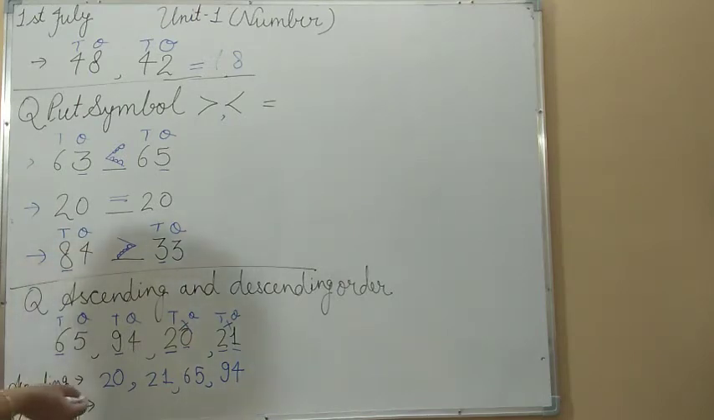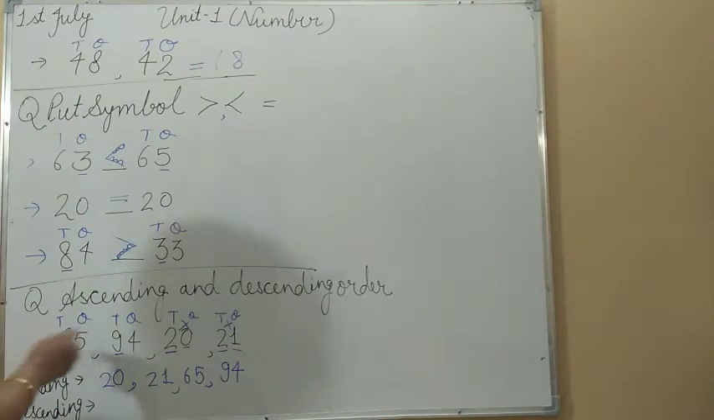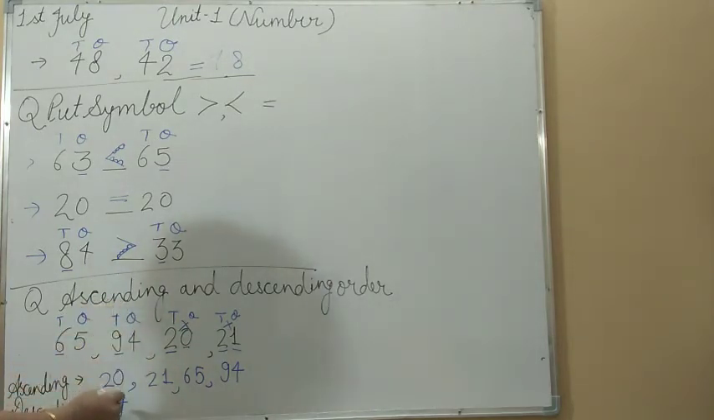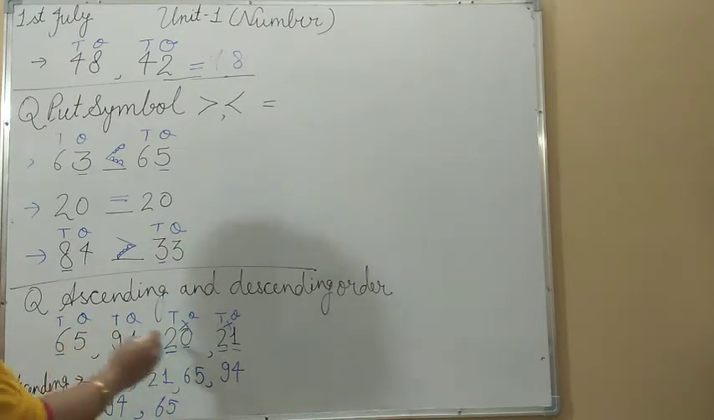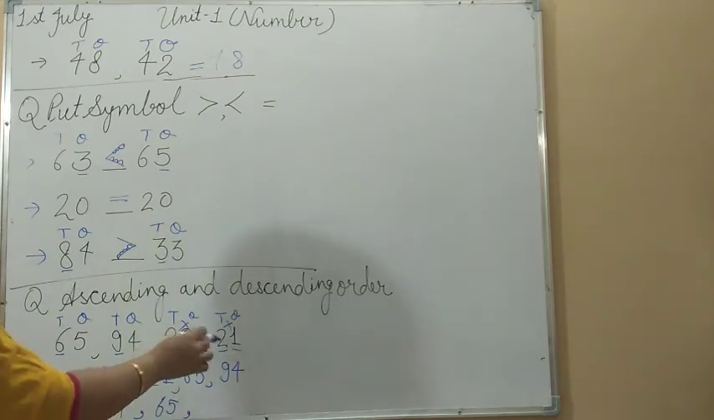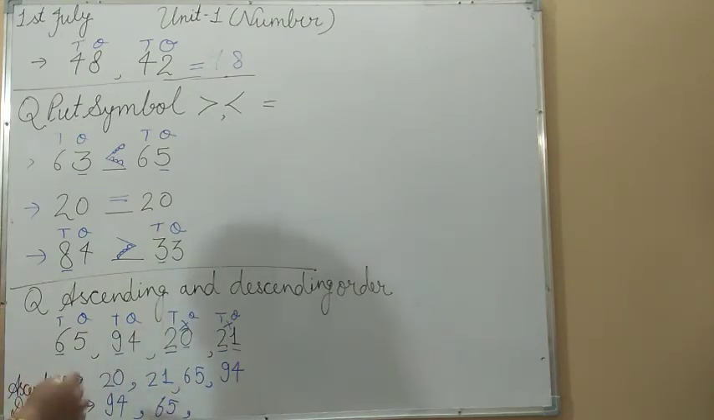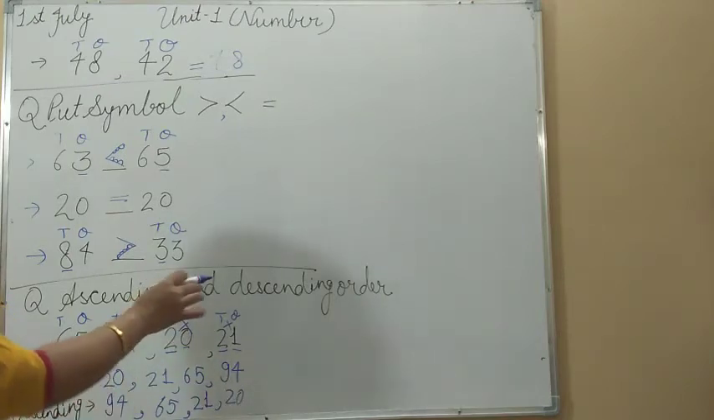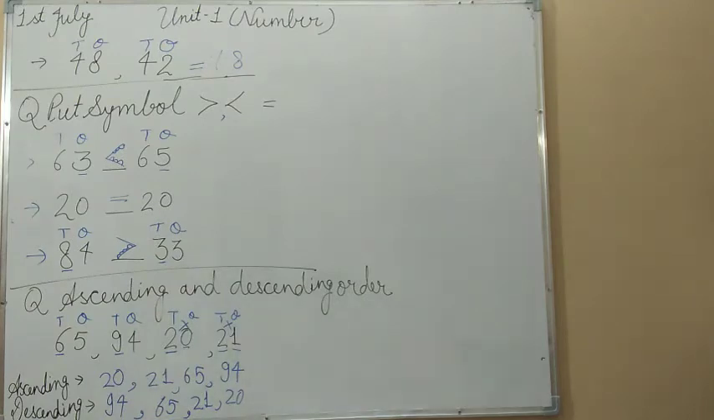Now in descending way, descending means biggest to smallest number. So which is the biggest number here? Check their tens places. 9 is bigger among them. So we will write the whole number here, 94, then 65, then in 20 and 21 which is bigger? Because we are arranging biggest to smallest number. 21, then 20. In this way you have to solve the ascending and descending order.